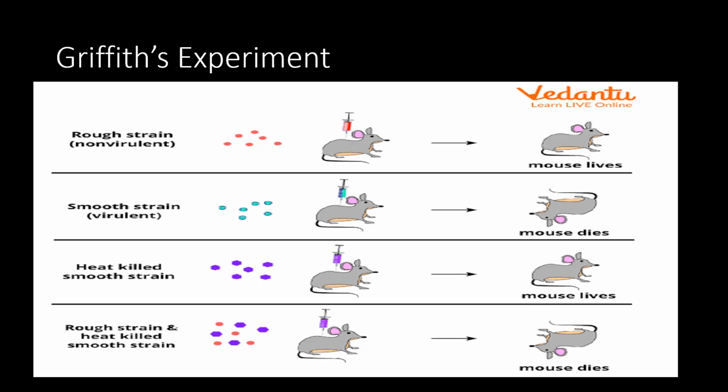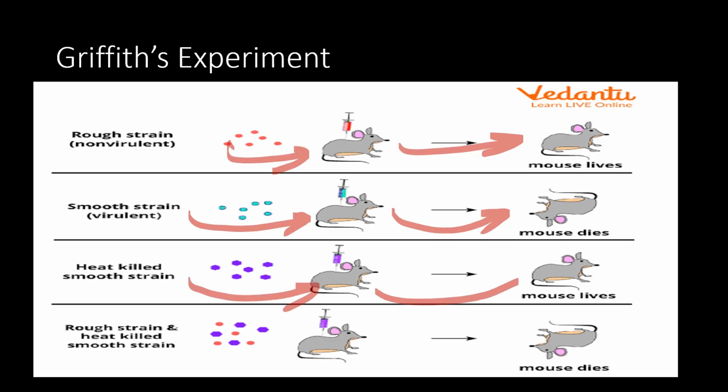This is the diagram of the Griffith experiment, and in it you can see the different experiments he did. In the first experiment, he took R strain, which was non-virulent, and injected it into the mouse, and the mouse remained alive. In the second experiment, he took smooth strain, which was virulent, and when it was injected, the mouse died. In the third experiment, he used heat-killed S strain, and it didn't cause any disease and the mouse remained alive.